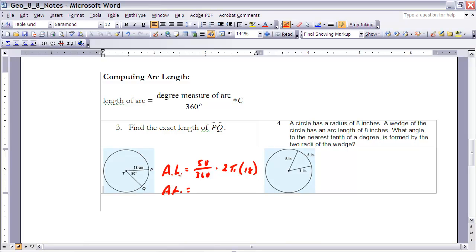Why don't you try that on your calculator at this time? Pause the video now, try it on your calculator, and turn it back on, and I'll have the answer there for you. So if I do that from an exact value standpoint, I would get 5 pi. 50 over 360 times 2 times 18 gives me 5. So I can leave it as 5 pi, or approximately 15.7.